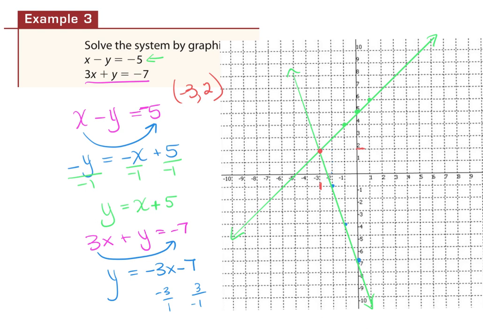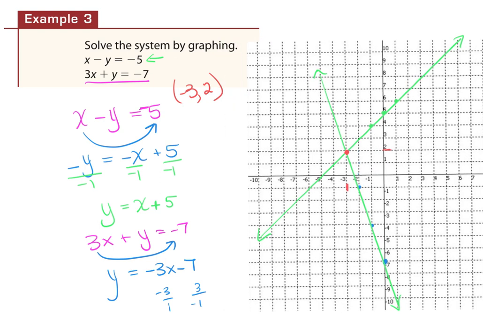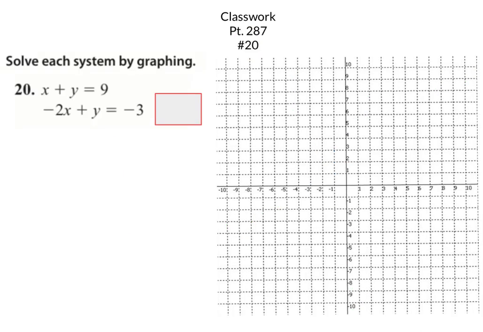And I can plug it back in to see if it works. -3 minus 2 equals -5. Yes. -3 times 3, so -9 plus 2 equals -7. Yes, it works for both of those. I know that's the correct answer. So I know that this is my solution to my system of equations.